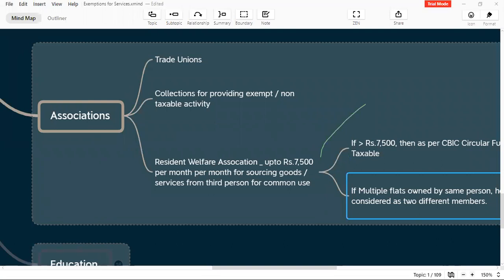So one of our clients is an association. They asked this question: Sir, we have a gym in our association, and we have about 1,000 flats in our association, but only 50 people are using the gym, and we are collecting maintenance fees from them for the gym. They were asking whether it is taxable or not, and they are collecting only 1,000 rupees, not 7,500. They are just collecting 1,000 rupees per month per gym member. Is it taxable or exempt? What's your answer?